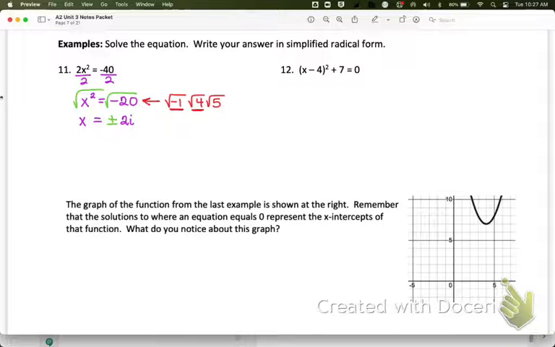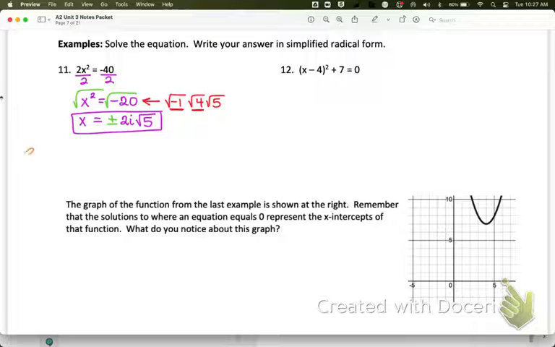Just the same way you wouldn't write x2, we would always write 2x. We treat i kind of like a variable, even though it's not. So I would write 2i root 5. That's how I would write my final answer. Basically, anytime you have a negative under a radical, you're going to have an i at the end.